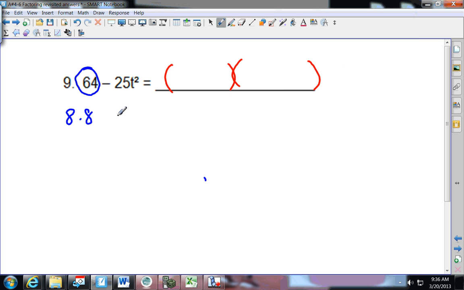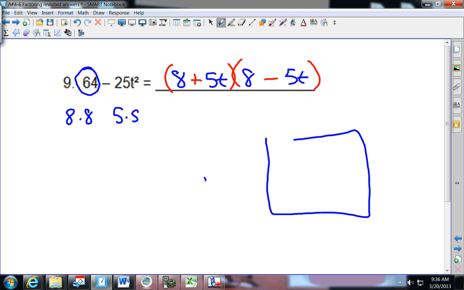So I know that this is 5 times 5. So here, that means I'm going to split it up as 8 and 8. Difference of squares means I've got 1 plus and 1 minus. And then 5t and minus 5t.